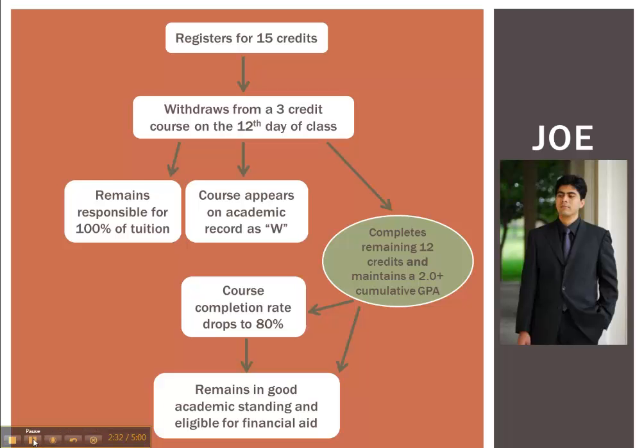Now, so long as Joe completes his remaining 12 credits and maintains a cumulative GPA of 2.0 or higher, this withdrawal really doesn't affect him a whole lot. If we take the 12 credits he completes, divided by the 15 that he originally attempted at the beginning of the semester, we get an 80% completion rate. Thus, Joe remains in good academic standing and will be able to register for classes next semester and receive financial aid.